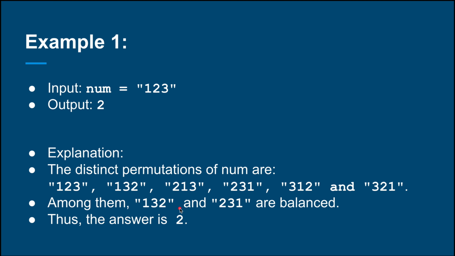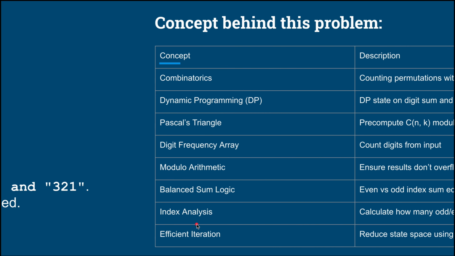So if you do the sum of digits at even indices, which is 1 plus 2, it becomes 3, and it is equal to the sum at odd indices, 3. And in the other one, 2 plus 1 is 3. So like that we can say these are balanced ones, and so the count is 2 here. Okay, I hope you are understanding.